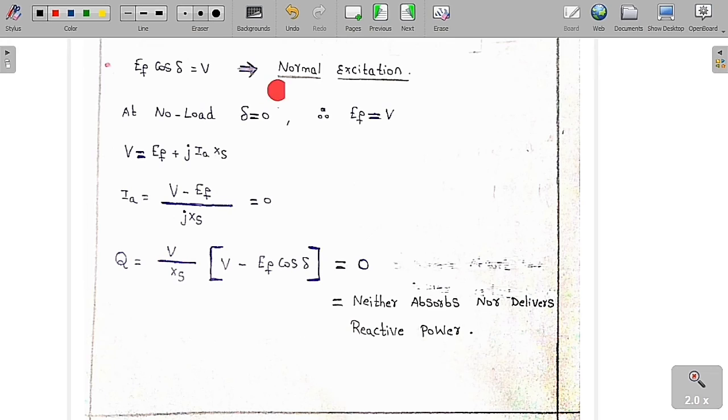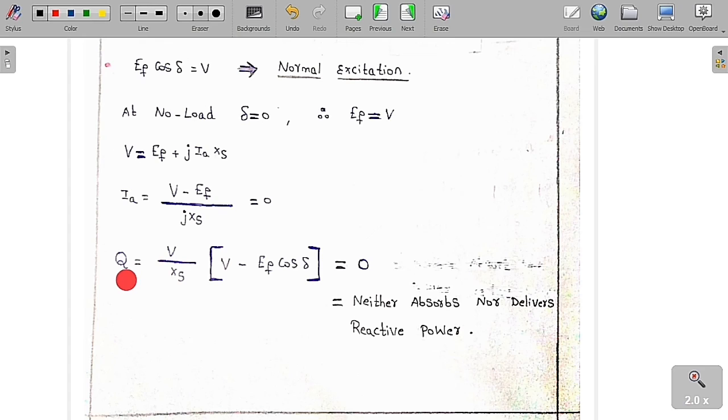So now at normal excitation, which means whenever EF cos delta is equal to V, I have already told you at no load delta is nearly equal to 0, so therefore EF is equal to V. Then I have already told you here V is equal to EF plus j IA XS. So IA is equal to V minus EF divided by j XS. As both are equal, its value is equal to 0. So IA is equal to 0.